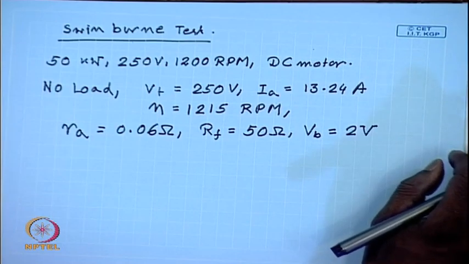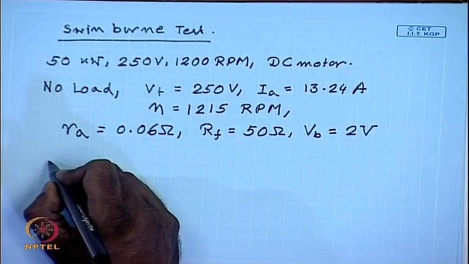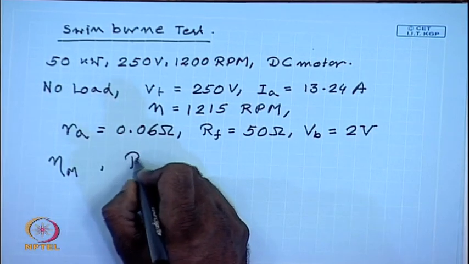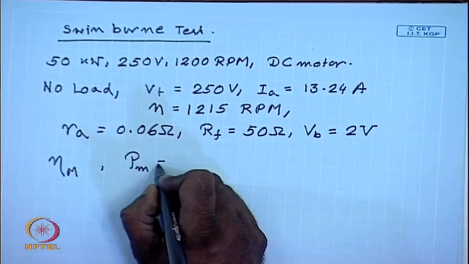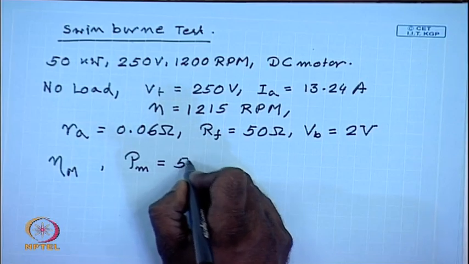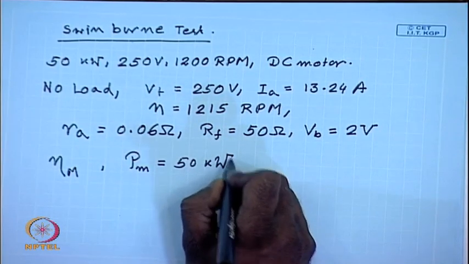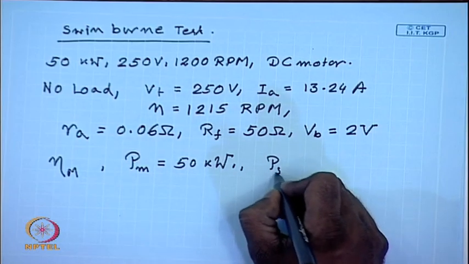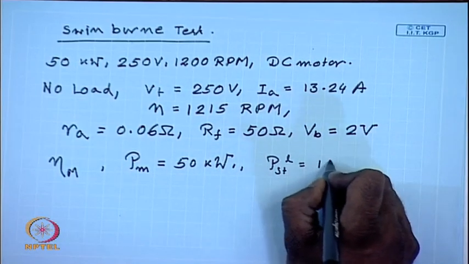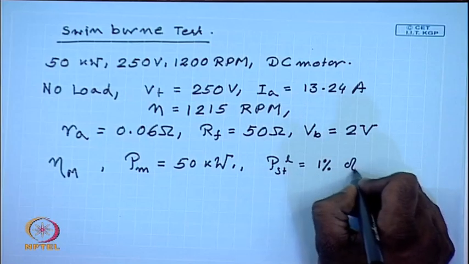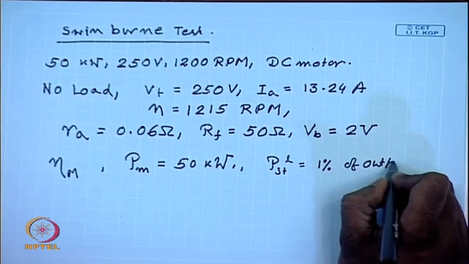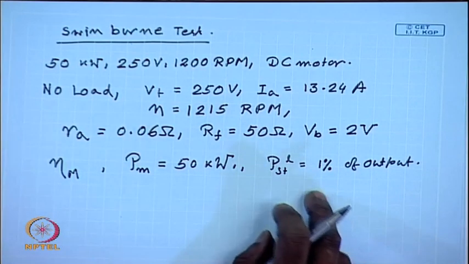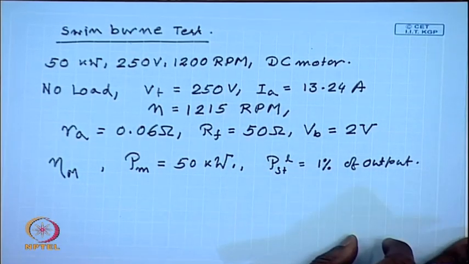So, what will be the efficiency of this motor for a shaft output of 50 kilowatt? Assume that the stray load loss is 1% of output. This assumption is sometimes made because it is very difficult to accurately measure this loss.